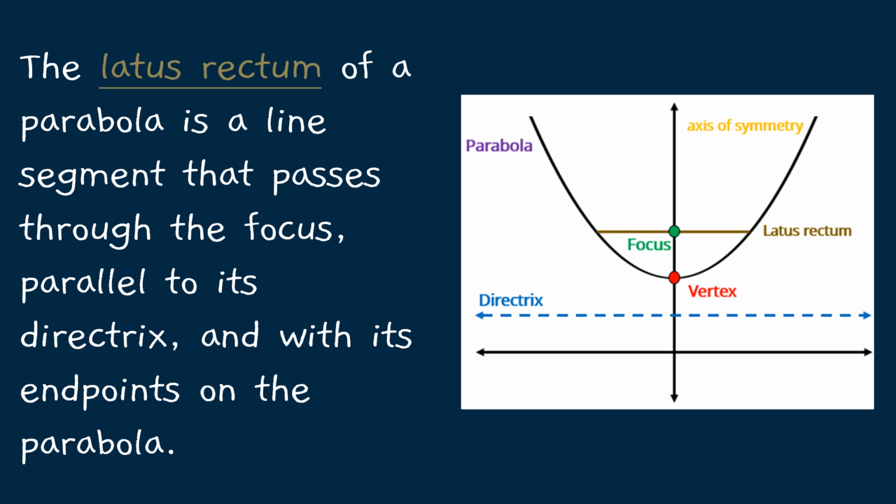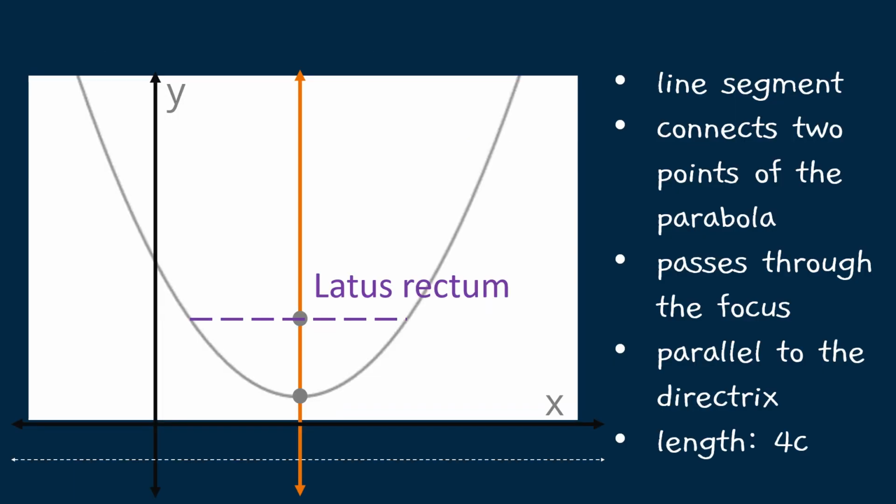There are a few things that you need to be reminded about the latus rectum. First, it is a line segment, just as I've mentioned. It connects 2 points on the parabola that are called the ends of the latus rectum, and it passes through your focus, parallel to the directrix. And lastly, the length of the latus rectum, since it is a line segment, is equal to 4c units. We need to find this later on, and it will very much help us determine our parabola.